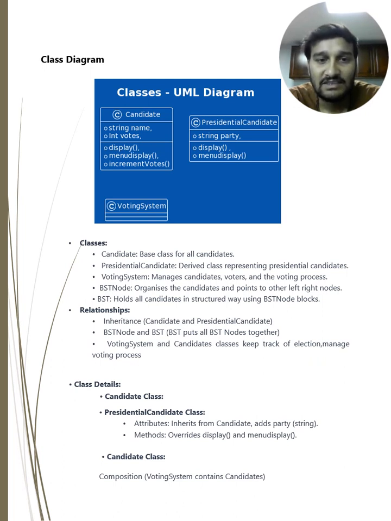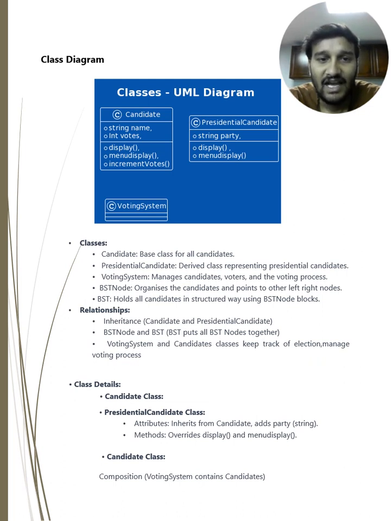Next class is the BST node class. This is like a building block for organizing the candidates. Each BST node represents a candidate and has information about the candidate. It also points to other BST nodes on the left and right, helping to organize candidates in a specific order.